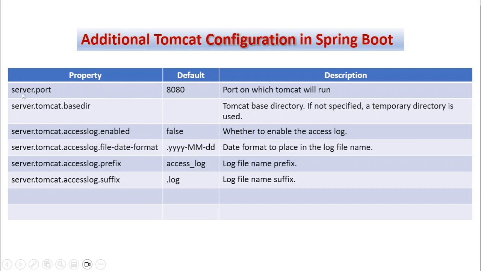The first one is server.port. This tells Spring Boot which port the application will run on. The default is 8080, which is the Tomcat port. With this property we can define the port on which Tomcat will run.